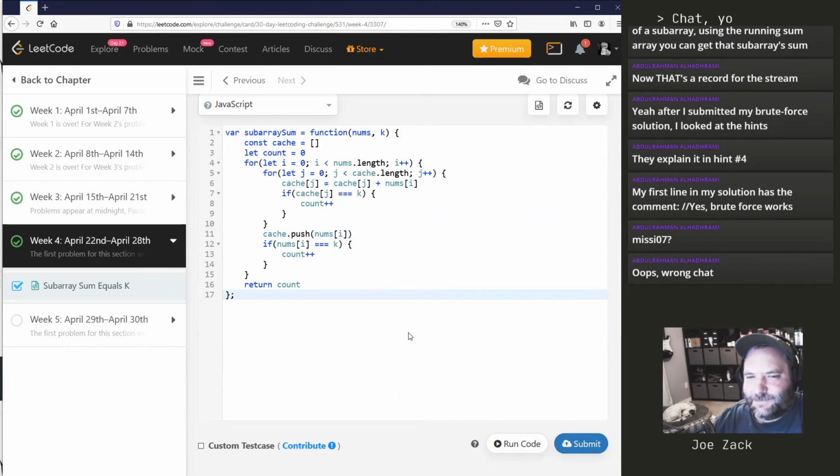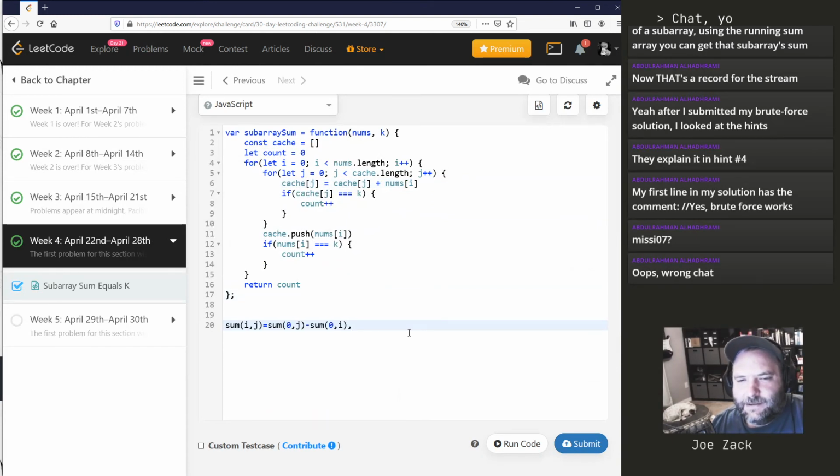Let's see here. So sum i to j. This seems like an important property that would help with other problems. So what is it really saying? This also makes me wonder if there are other math theorems that I should probably revisit because I haven't thought about them in a long time. But the sum of any two numbers is equal to the sum from 0 to the second number, minus the sum of 0 to the first.